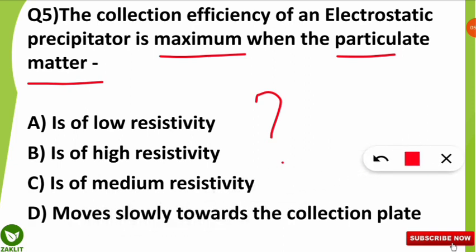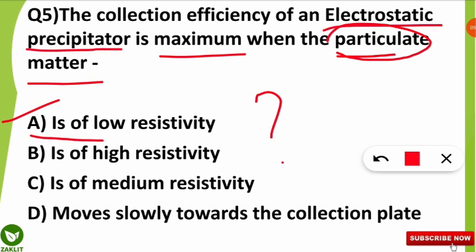So here the correct option will be option number A. Yes, when the particulate matter which we are going to separate in the electrostatic precipitator mechanism has low resistivity, then the efficiency will be increased, because if it has high resistivity, then it will not be collected in the electrostatic precipitator. That's why it should be of low resistivity.